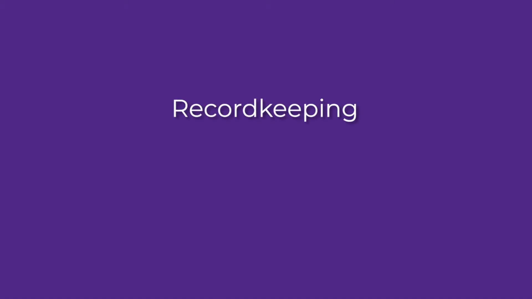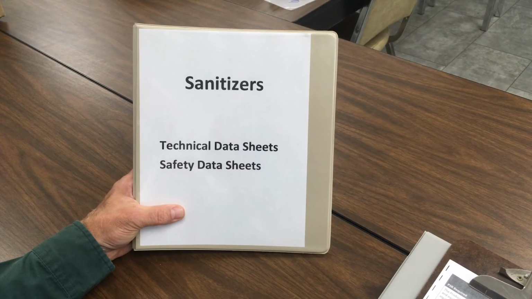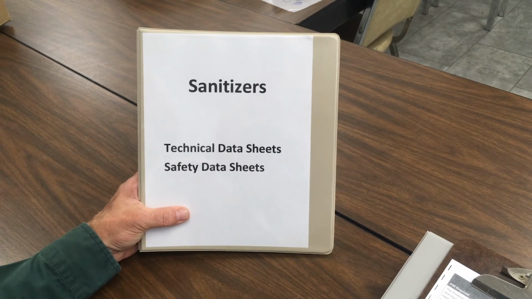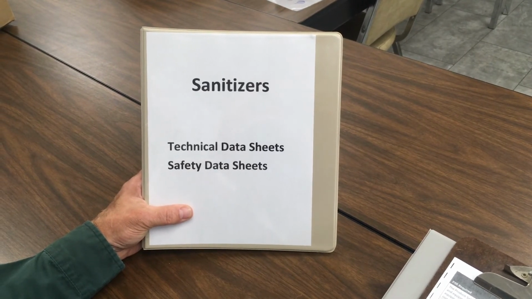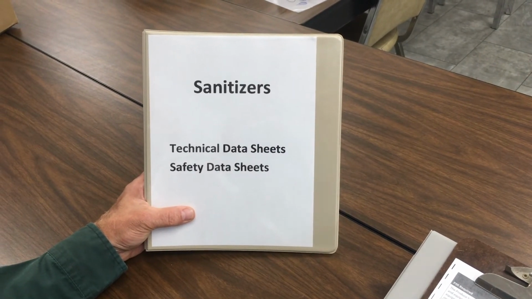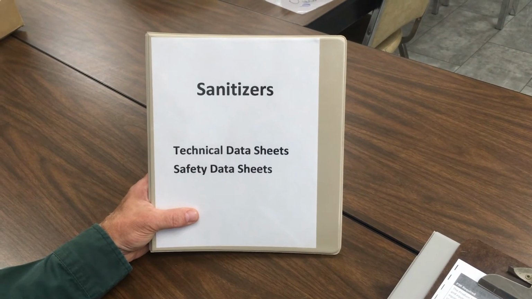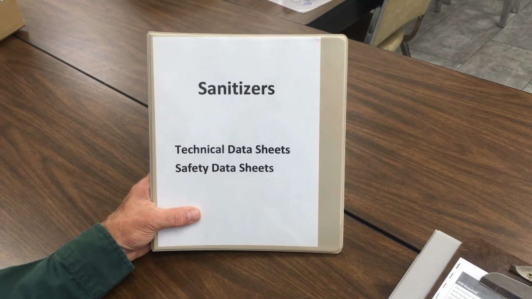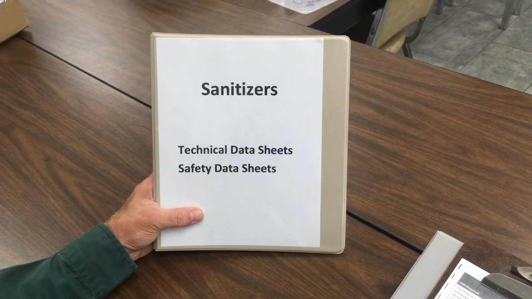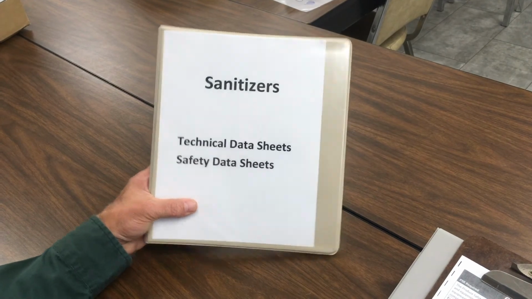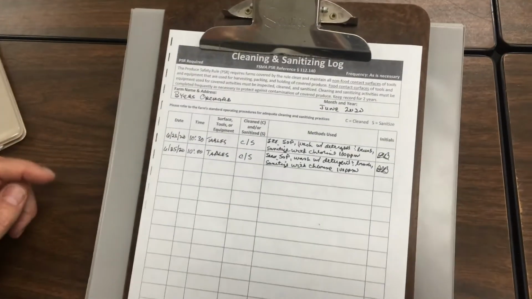If using sanitizers, it's important to keep appropriate records. First of all, you should keep on hand information about the sanitizers that you plan to use. These could include technical data sheets, safety data sheets, and labels. It's also important to log the purchase date of sanitizers and also the test kits or the strips that are used to monitor the concentration of sanitizing solutions. And then as sanitizers are used, it's important to keep a cleaning and sanitizing log.